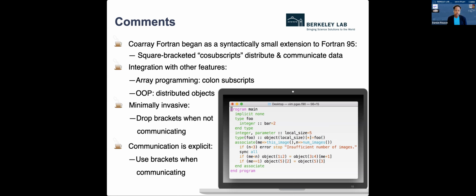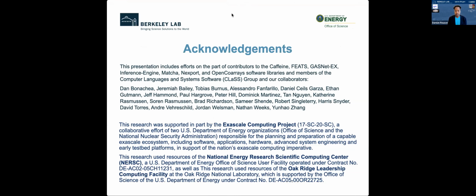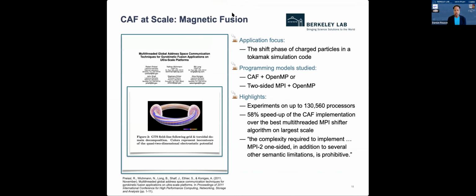And also importantly, communication is explicit. So you know that if you see square brackets, communication can happen unless the value inside the square brackets is telling you that you're just working with the image that's executing the line. But otherwise, you know that communication can happen when you see square brackets, and you know that if there are no square brackets, there's no communication going on.